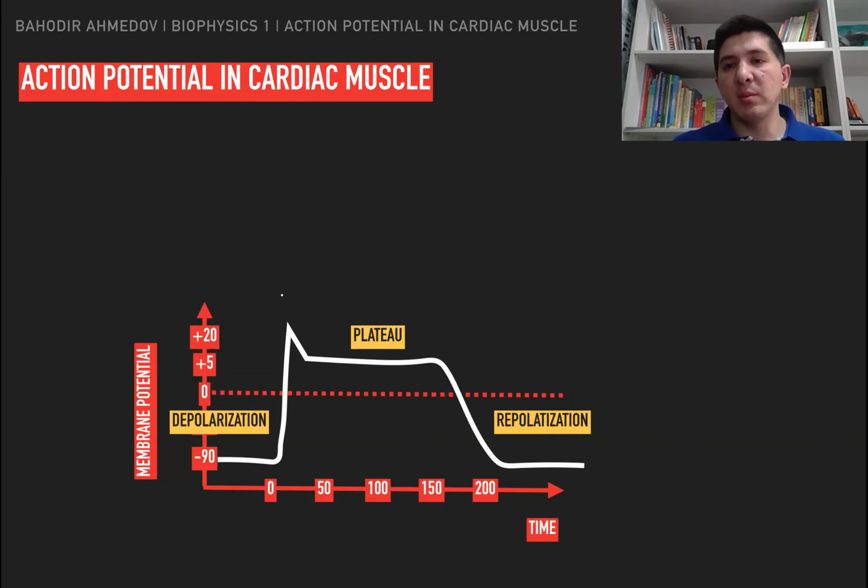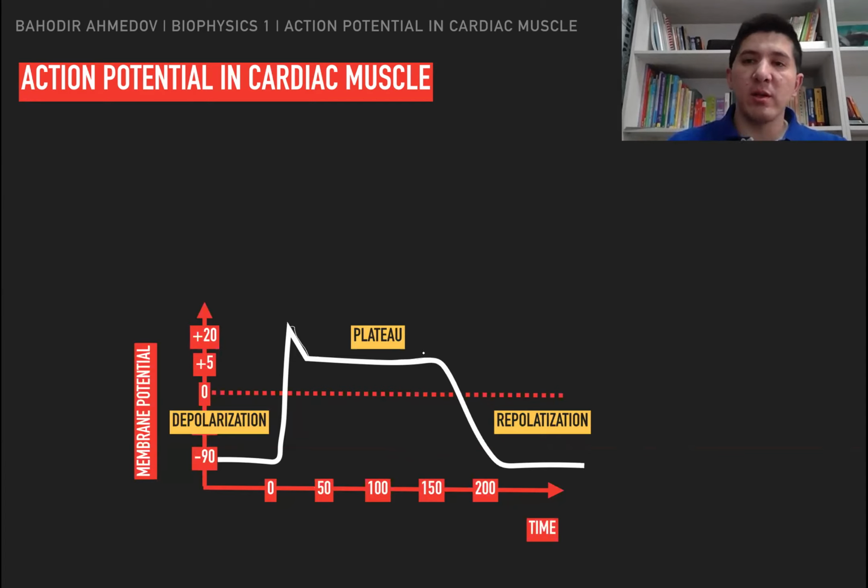Then the potassium gates are going to open and let out the potassium ions, so that the membrane potential decreases until +5. Then the voltage-gated calcium channels are going to open and hold the membrane potential at these values for approximately 150 to 200 milliseconds. And this stage is called the plateau stage.